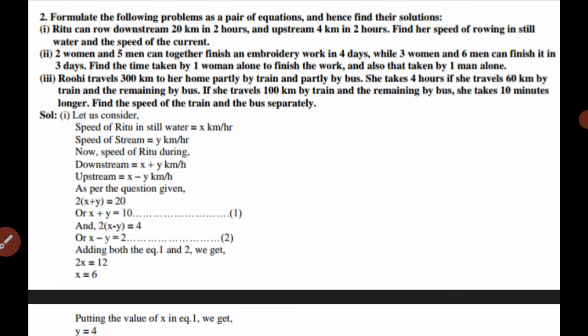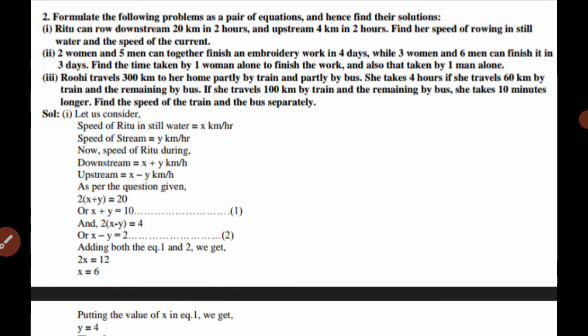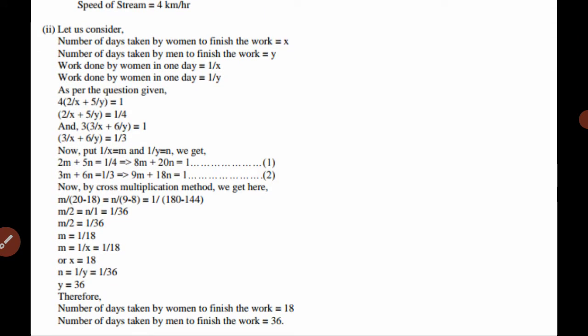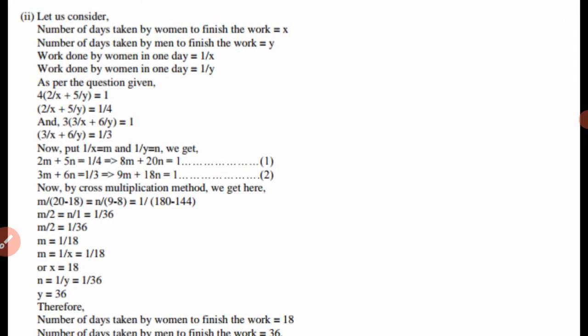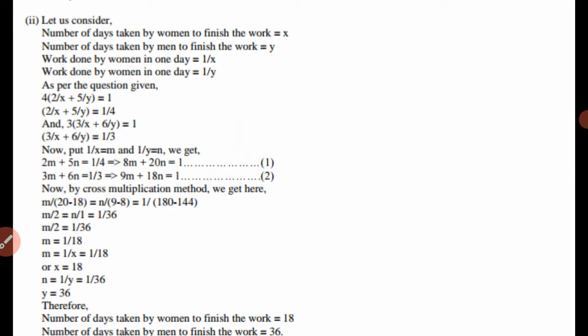In the second part we have: 2 women and 5 men can together finish the embroidery work in 4 days, while 3 women and 6 men can finish it in 3 days. Now find the time taken by one woman alone to finish the work and also that taken by one man alone. So here, let us consider the number of days taken by a woman to finish the work equals x, and the number of days taken by a man to finish the same work is y.